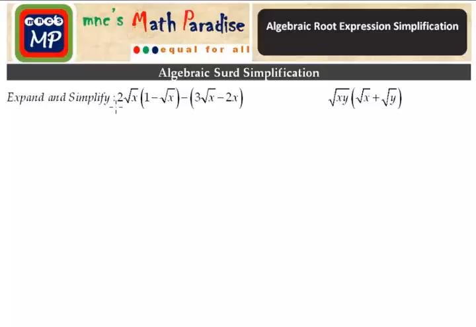In this first example, 2 root over x is multiplied with 1 minus root over x and subtracted by 3 root x minus 2x. So if we expand using the distributive law, 2 root x will multiply with 1, so it will remain 2 root x, minus 2 root x will be multiplied with root x, so we will get 2 root x times root x. This minus will be distributed over this expression, so minus 3 root x, minus minus plus twice x.